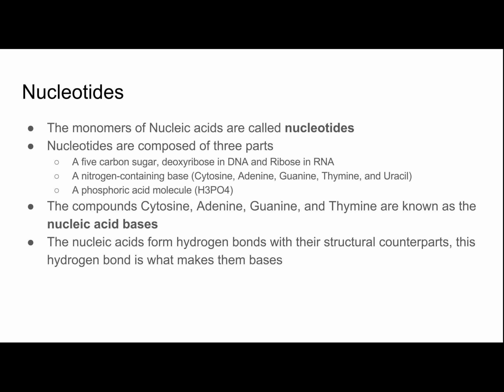Nucleic acids are DNA and RNA, and the monomers of these nucleic acids are called nucleotides. Nucleotides are composed of 3 parts. The first part is a 5-carbon sugar, deoxyribose in DNA and ribose in RNA. The second part is a nitrogen-containing base. This is cytosine, adenine, guanine, thymine, or uracil. And last, there is a phosphoric acid molecule, H3PO4. The compounds cytosine, adenine, guanine, and thymine are known as nucleic acid bases. These bases form hydrogen bonds with their structural counterparts.